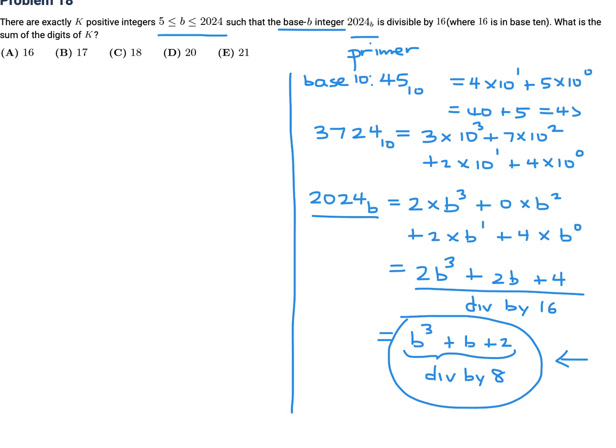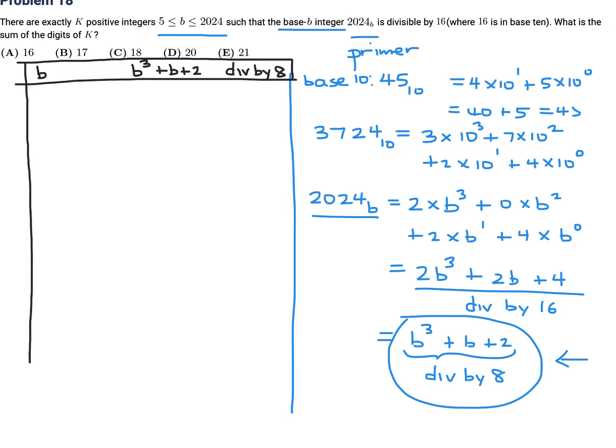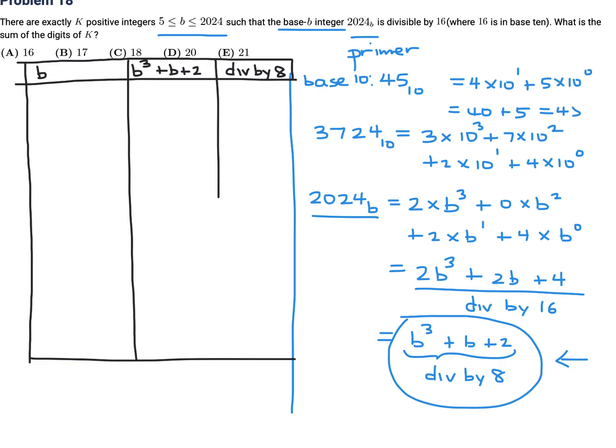And let's see. Let's start with a value for b. Let's start with the value for b to the power of 3 plus b plus 2, and then let's say, is it divisible by 8? Yes or no? Let's make that table, and then hopefully we'll find a pattern sooner rather than later, and then we'll go from there.